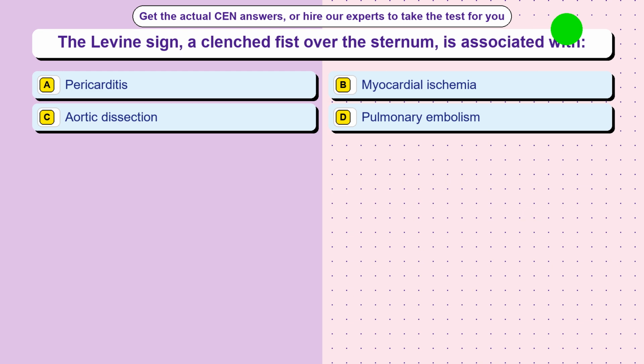Question 53. The Levine sign, a clenched fist over the sternum, is associated with Option A, pericarditis. Option B, myocardial ischemia. Option C, aortic dissection. Option D, pulmonary embolism.